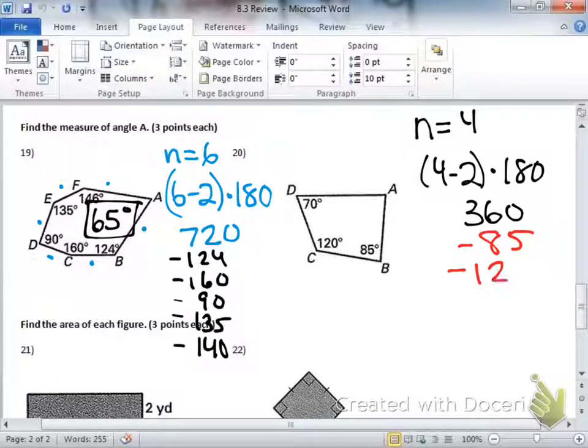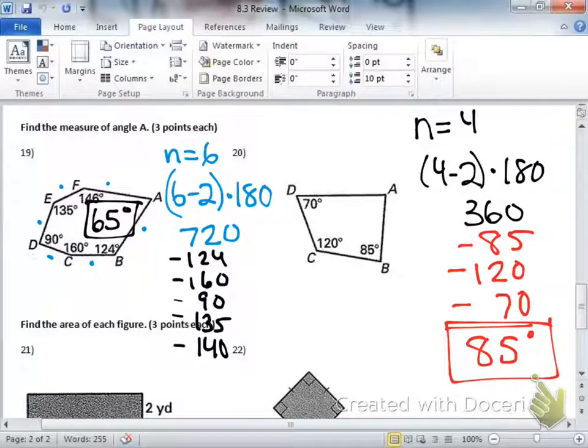Either way, though, we start with 360, we subtract 85, we subtract 120, we subtract 70, and you do get 85 as that missing angle, angle A. Questions?